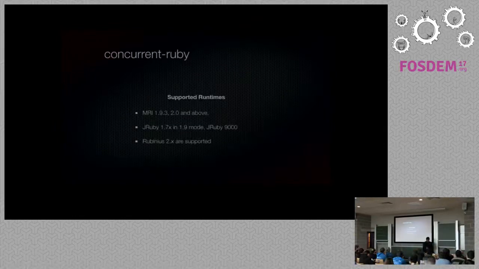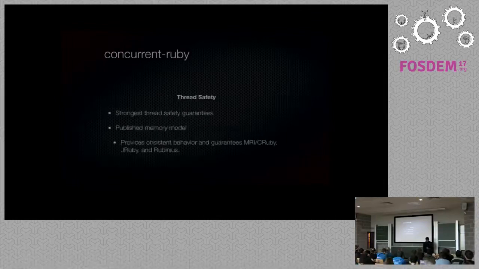Also, Concurrent Ruby is supported by MRI. It works on MRI, JRuby 1.7.x in 1.9 mode, then JRuby 9000, and Rubinius 2.x is also supported. So, thread safety. It has the strongest thread safety guarantees. It also has a published memory model. The Ruby language doesn't have any published memory model, but Concurrent Ruby has its own published memory model.